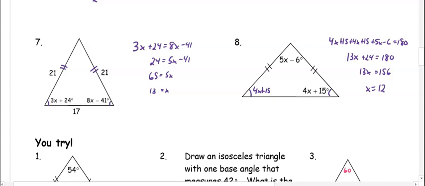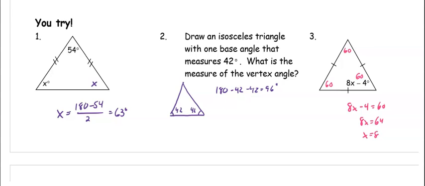Pause the video and try the U-Try problems on your own. Check your answers with the U-Try problems. If you need more time, pause the video.